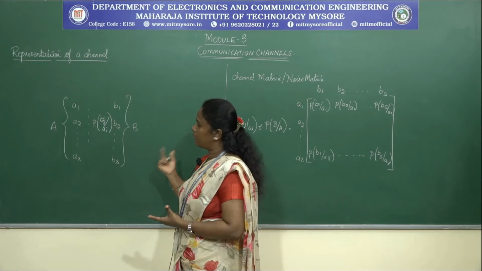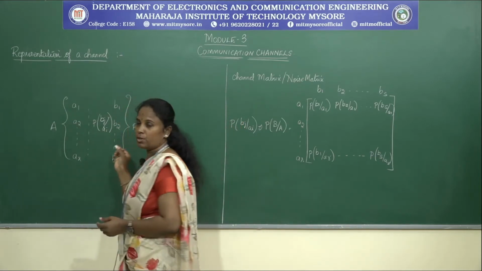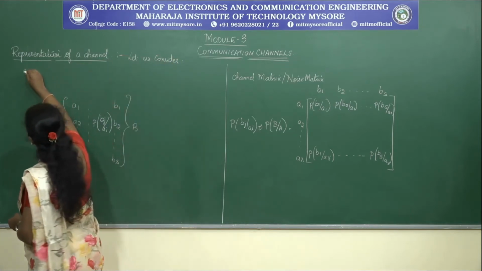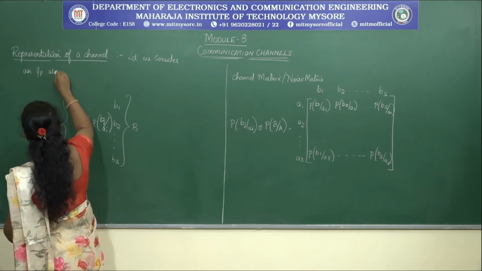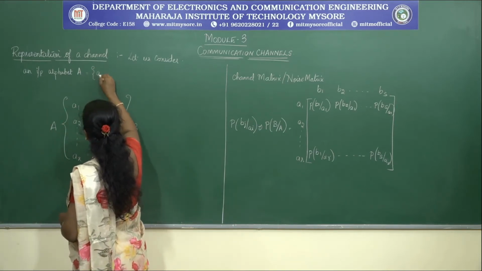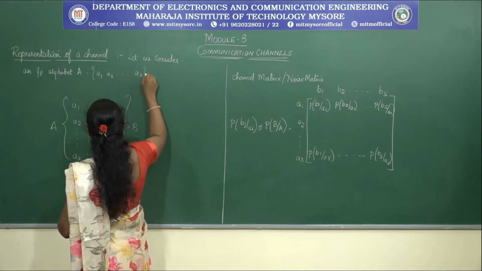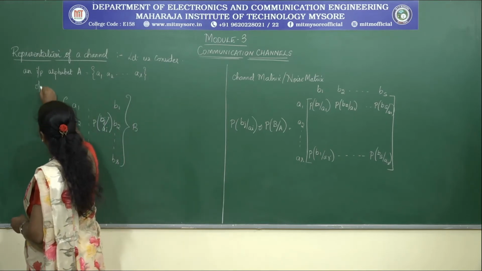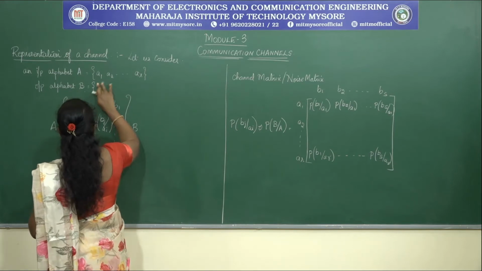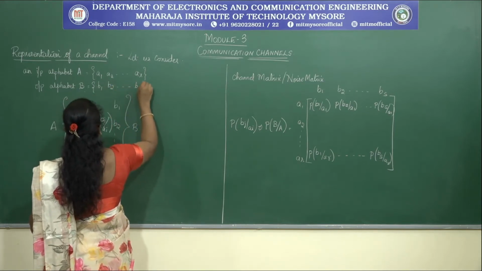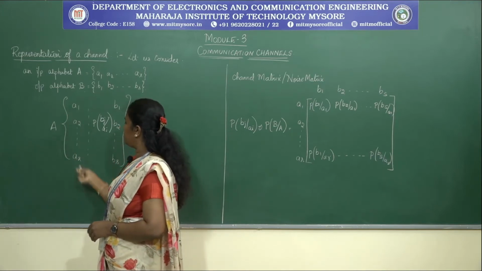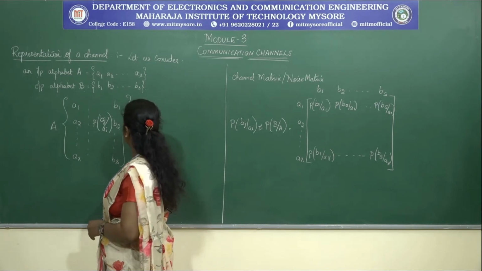So let us look into how we can represent a channel. The representation of a channel consists of an input as well as an output. Let us consider an input alphabet A, which consists of the symbols A1, A2 up to AR symbols, and similarly an output alphabet B. Let us consider this B consists of B1, B2, up to Bs number of symbols. So we have represented the input A with A1, A2 up to AR symbols, and corresponding to that we have the output symbols B.